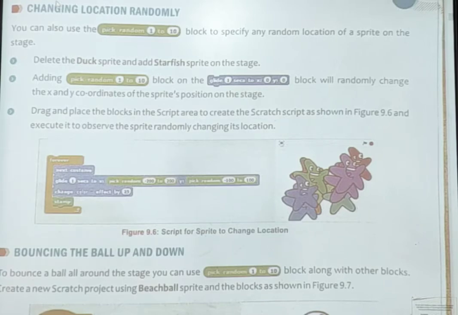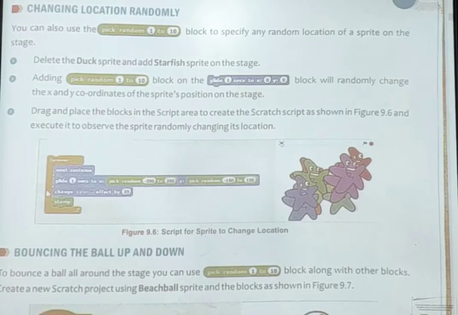Same as whatever we used in the previous exercise, the same thing we will use, with a few blocks here. How are we going to do it? We will use the pick random 1 to 10 block, and the glide block, all these things. As given in the picture 9.6, the same way we will insert the blocks, and afterwards we can see the results.